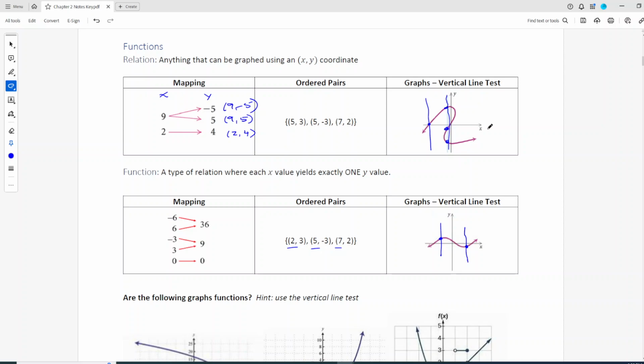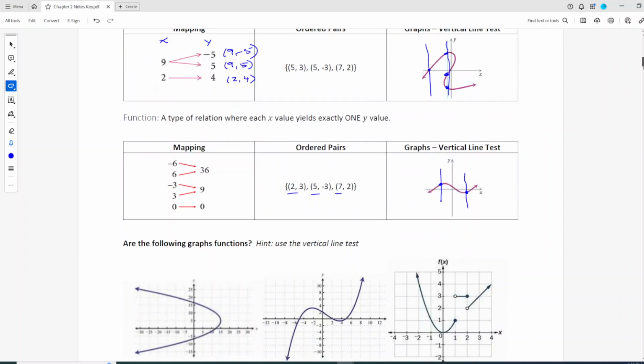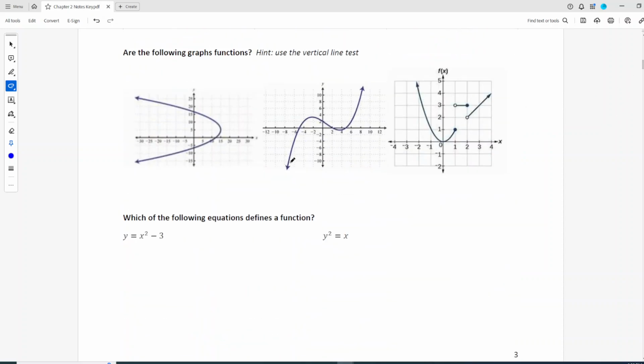Even though it passes the vertical line test in one place, if you fail anywhere, you're done. If you ever have a place where your vertical line hits more than one point, you are not a function, you are a relation. So the first thing I'm testing you on is using the vertical line test. Which of the following are functions? If you look at this first one, if I draw a vertical line, fail. This is not a function.